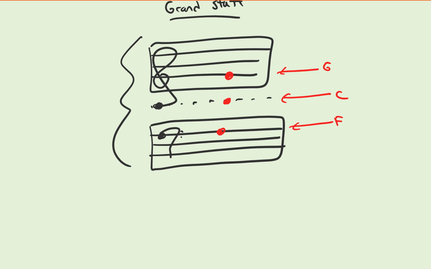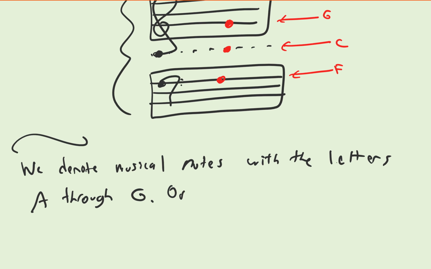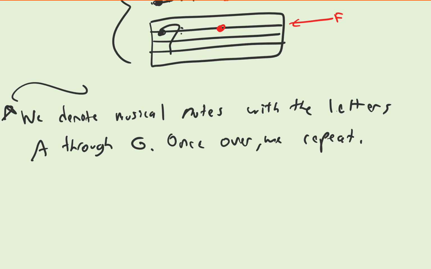So in this video we're going to talk about all the other letters in the note sequence. So we denote musical notes with the letters A through G. Once over, we repeat. There is a reason that we end at G and we do not go to, for example, H, I, or J, but we'll discuss these in a more advanced video later.